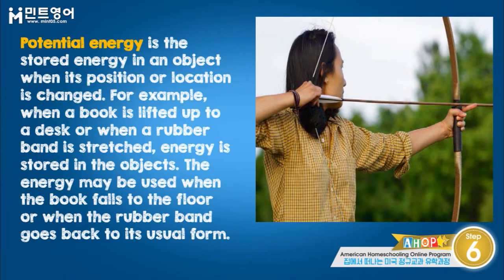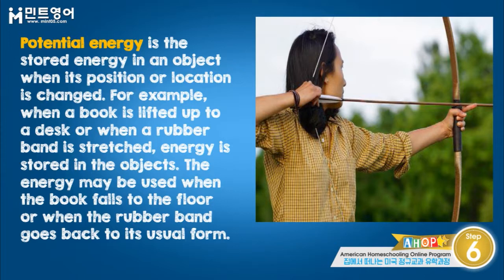Potential energy is the stored energy in an object when its position or location is changed. 잠재적 에너지는 위치나 형태가 변경될 때 물체에 저장된 에너지를 의미하는데요. For example, 예를 들어서 when a book is lifted up to a desk or when a rubber band is stretched, energy is stored in the objects. 책을 책상으로 올리거나 고무 밴드를 펼칠 때 에너지는 물체 안에 저장되게 됩니다.